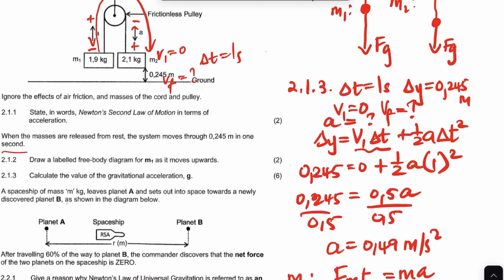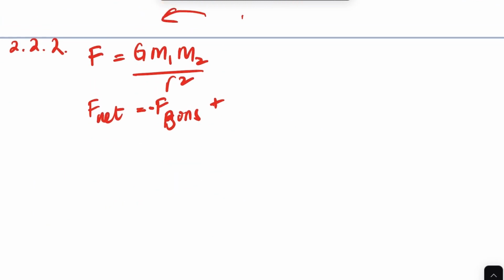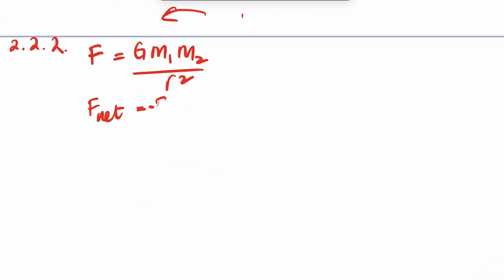Okay, let me show you here. The force of planet B on the spaceship, going in that direction, is negative, and the force of planet A on the spaceship is positive in that direction. So here, let me rewrite it again.